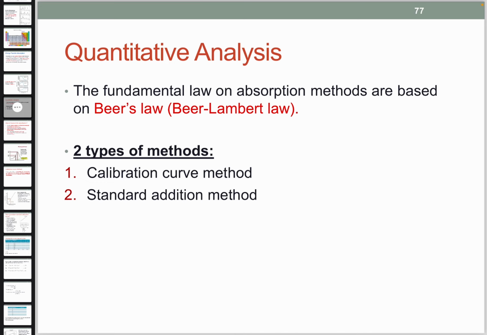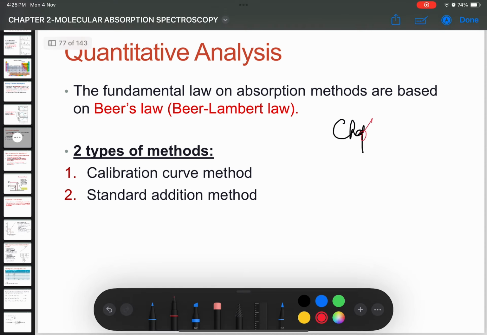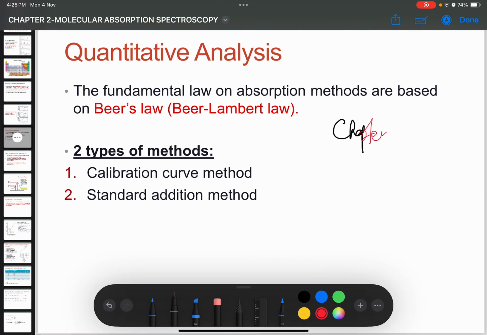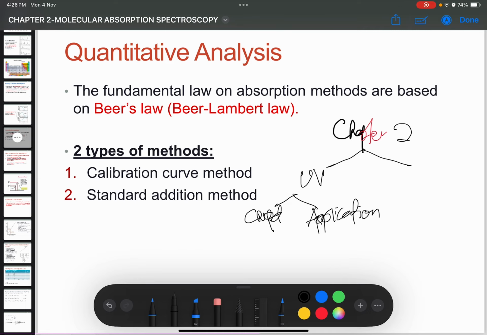Still under chapter 2, still on the UV part. Okay, IR belum lagi. For UV, we have looked at compounds: what are the types of compound, or what are the characteristics of a compound that can absorb UV. Now we will look at the application of UV.